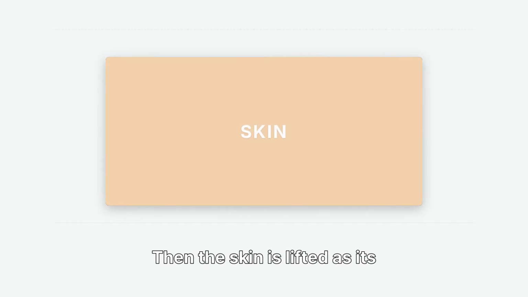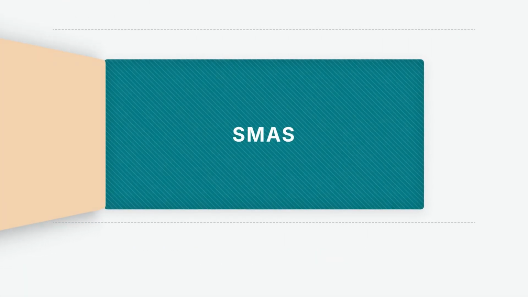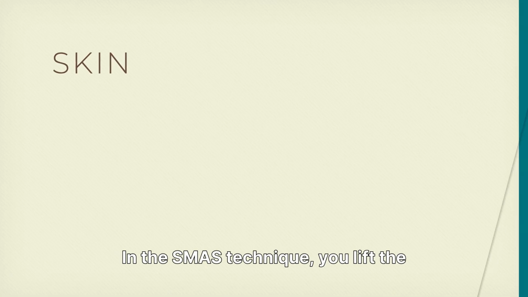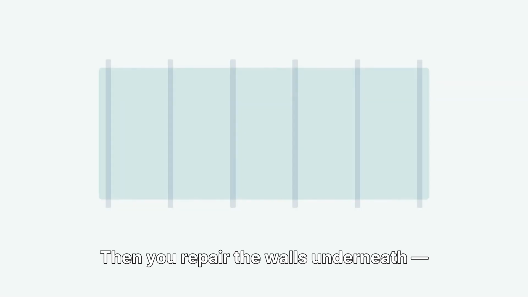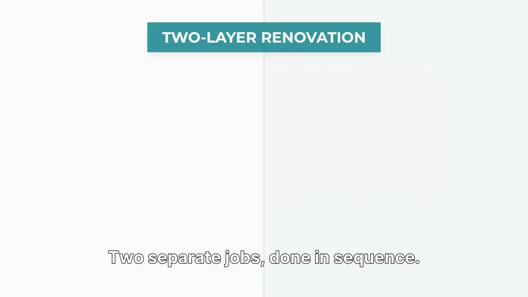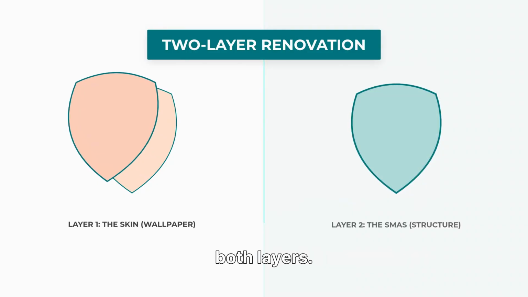Then the skin is lifted as its own separate layer, like carefully peeling back the cover of a book. Think of this as the peeling of a book cover to reveal the pages underneath. In the SMAS technique, you lift the wallpaper first. That's the skin. Then you repair the walls underneath. That's the SMAS. Two separate jobs, done in sequence. It gives the surgeon precise control over both layers.